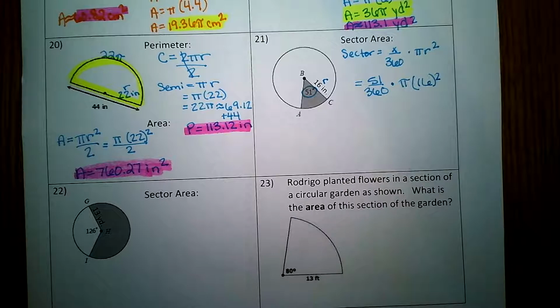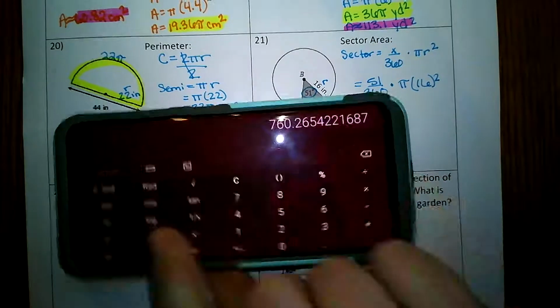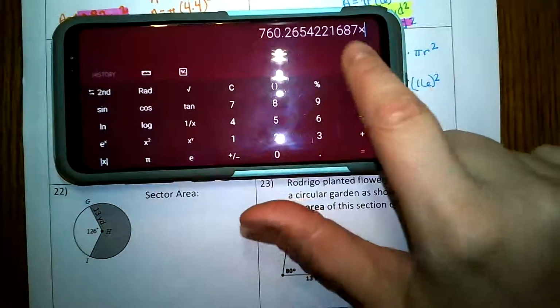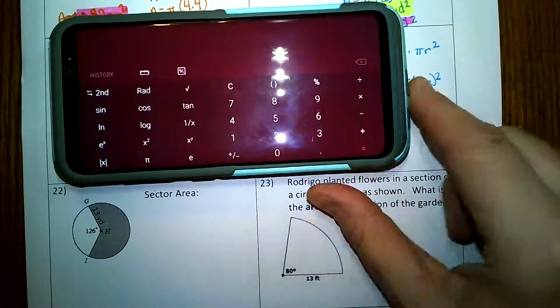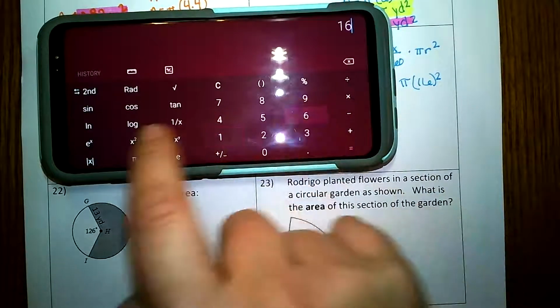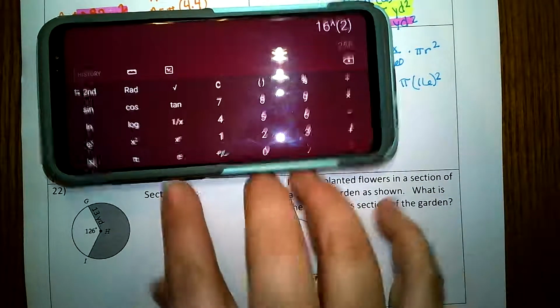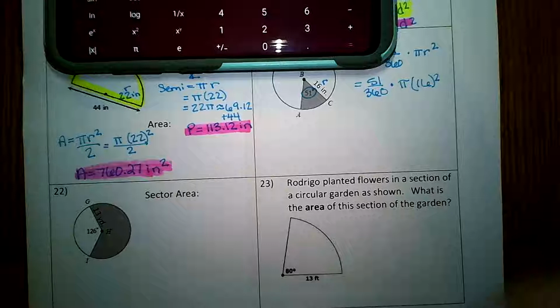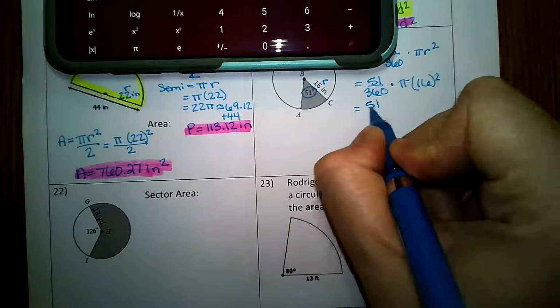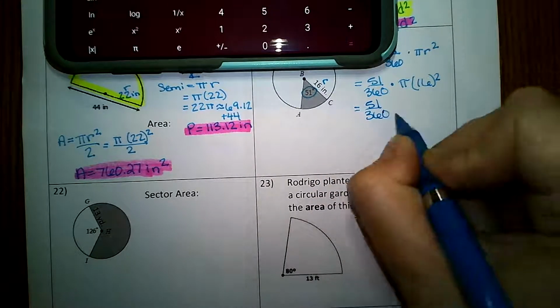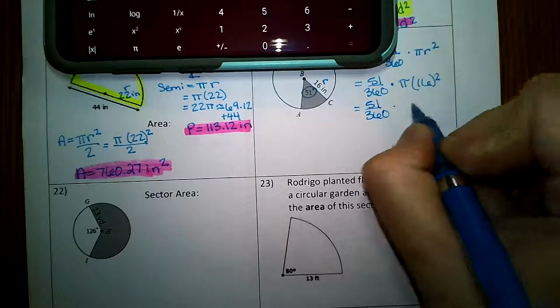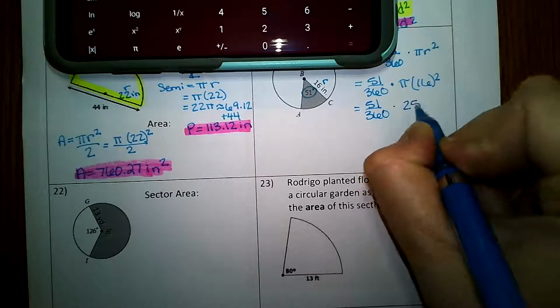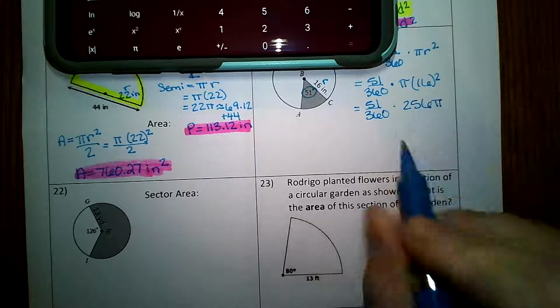Okay, I'm going to get an exact answer and a rounded answer. To get an exact answer, I need to do this in order of operations. I need to start with exponents. So 16 squared is 256. So that 51 over 360 stays a fraction, and the 16 squared becomes 256 pi.